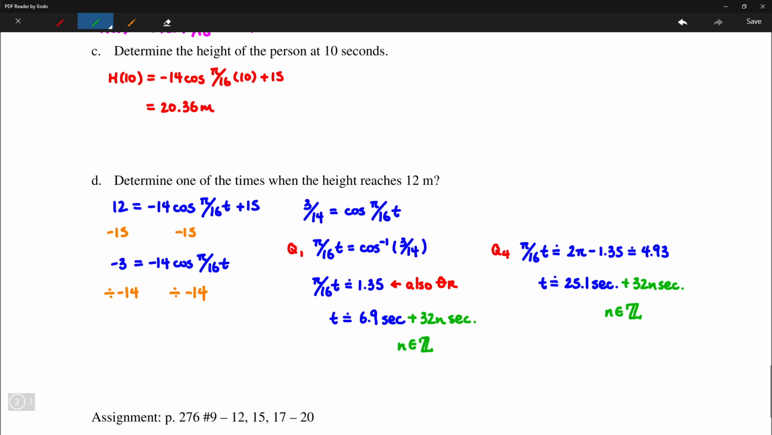For a trigonometric function. And that covers all of the different word problems that we'll generally encounter in this unit.